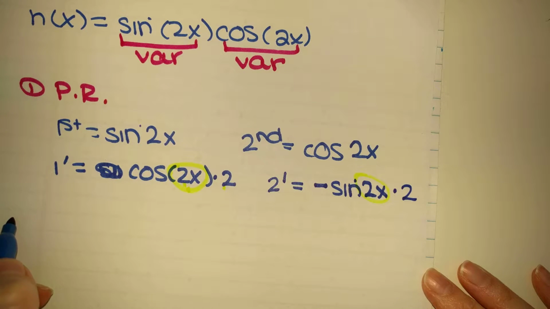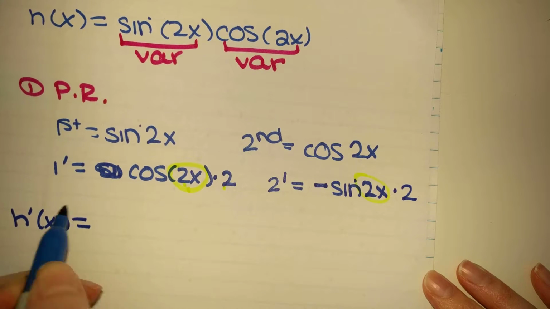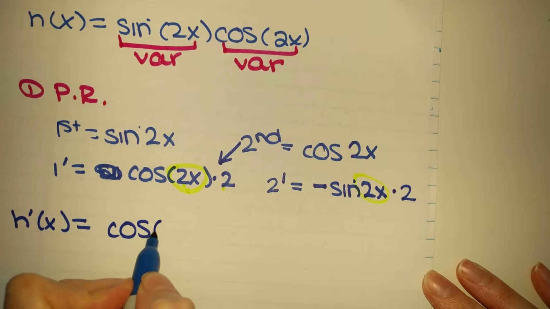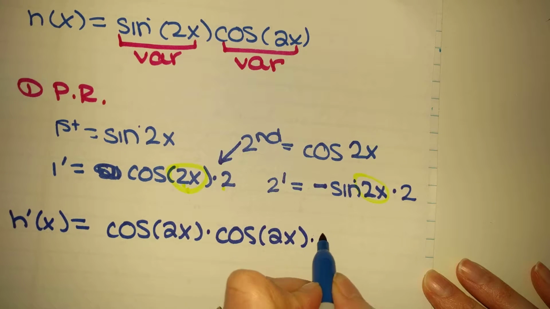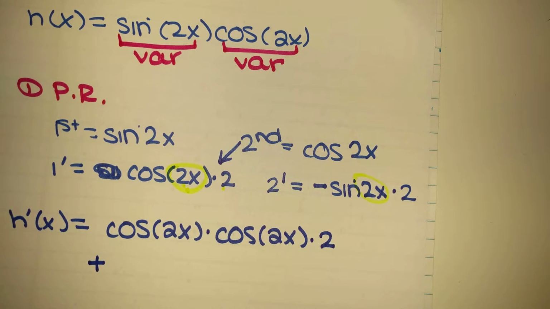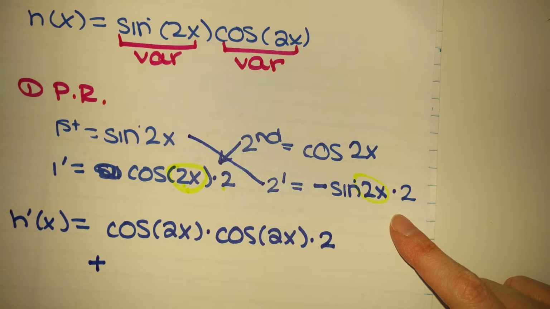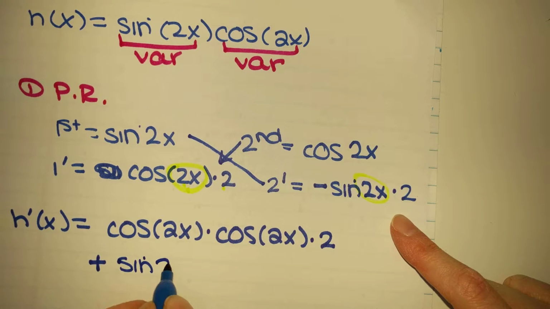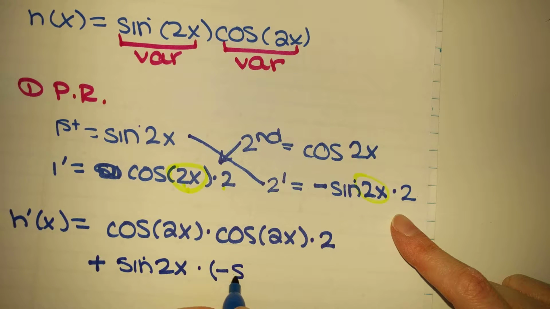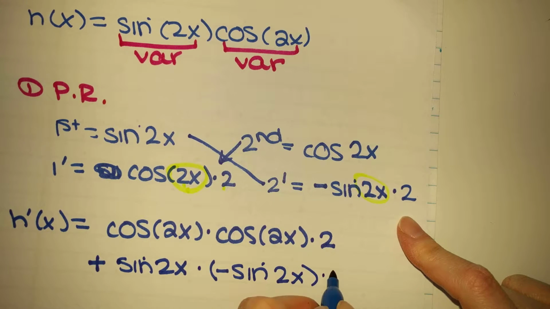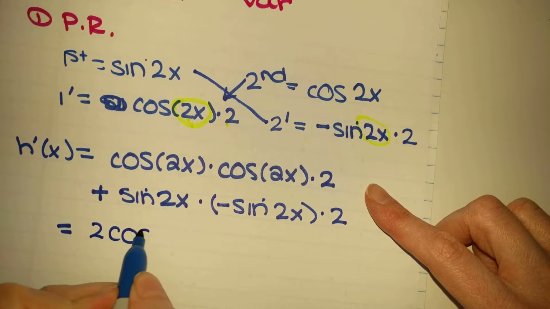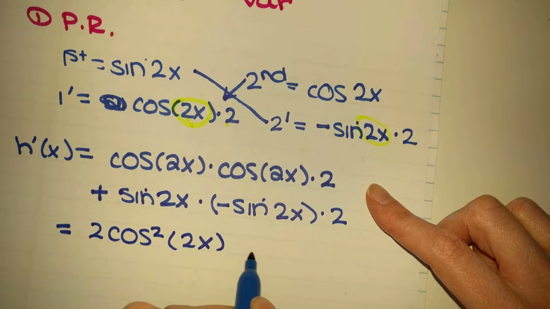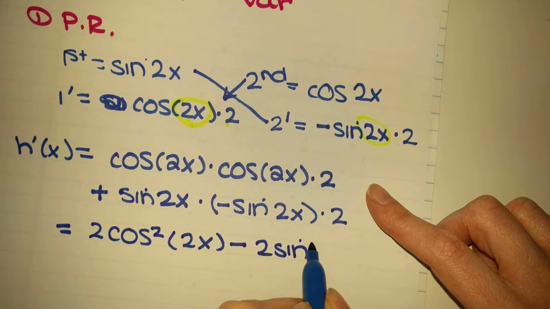So plugging into the product rule, we would have that h prime of x is equal to our second, so cosine of 2x, times the derivative of the first, cosine of 2x times 2. Plus, and then we would take our second times the derivative of the first. So that would give us negative, well, let's write it out as it is. So the sine 2x, and then times the negative sine of 2x times 2. So this then is going to give us 2 cosine squared of 2x, and then minus 2 sine squared of 2x.